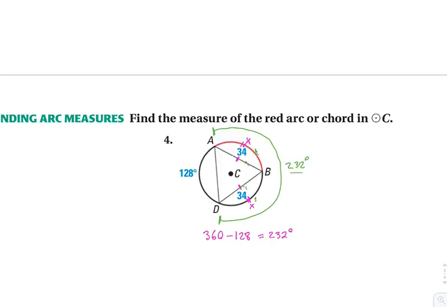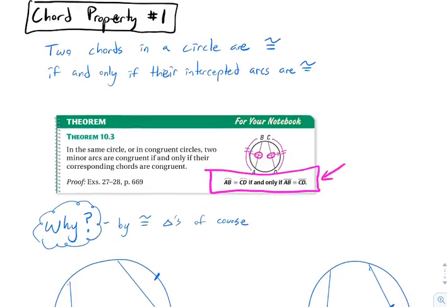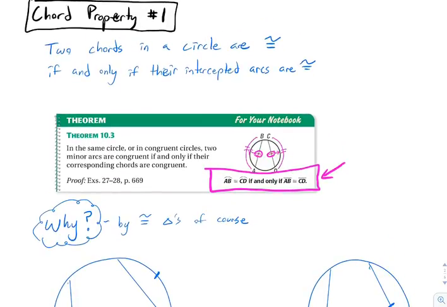So we just go ahead and divide that by 2, and we get each of these congruent arcs must be 116 degrees and 116 degrees. And that's one way in which we use that. So going back up here, I want to look at why this is true.